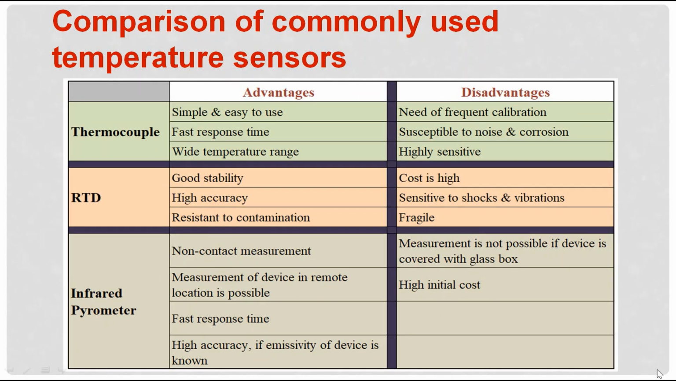Talking about infrared pyrometer, it provides non-contact measurement. Measurement of device in remote location is possible. It has fast response time with high accuracy if emissivity of device is known. But the disadvantages are the measurement is not possible if device is covered with glass box, and the initial cost of pyrometer is quite high.